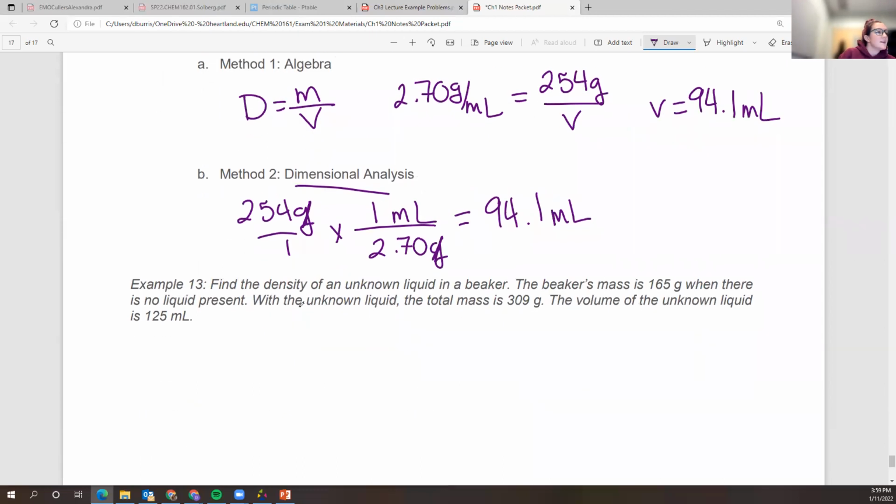All right, last example, find the density of an unknown liquid in a beaker. Okay, so this is something that you could potentially do in the lab. It says the beaker's mass is 165 grams when there's no liquid present. Okay, so you can't just put liquid onto a balance, right? You have to put it in something. So what I'm going to do is mass this empty beaker, and then the beaker with the liquid is 309 grams. So this is kind of like a volume displacement thing, but instead this is mass.